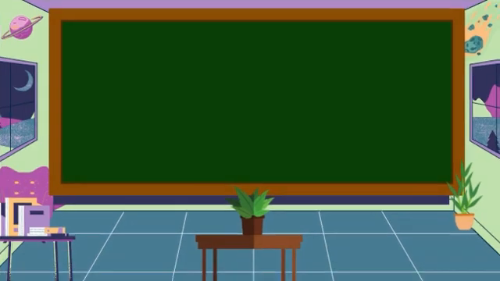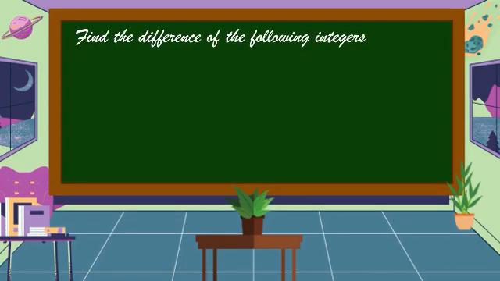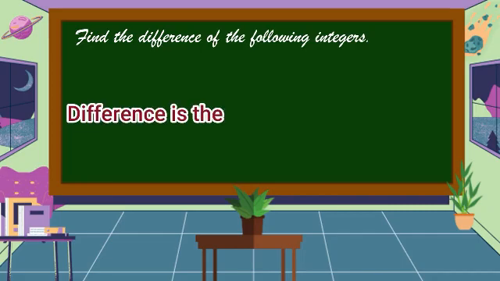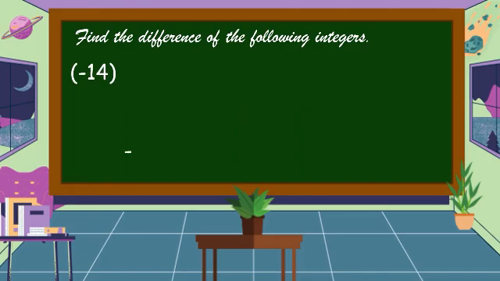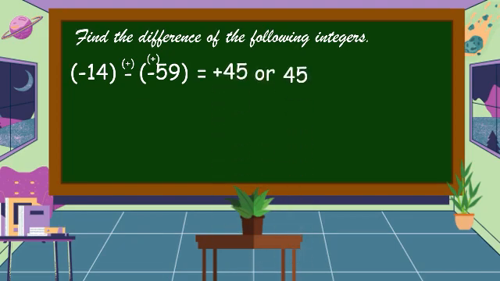Okay, now let's try to answer the following activities. Find the difference of the following integers. When we say difference, it is the answer of subtraction. So let's try. Negative 14 minus negative 59. In subtracting integers, first, we're going to change the sign of the subtrahend from negative 59 to positive 59. Then, we're going to proceed to addition. So, the answer is, very well, positive 45 or 45.